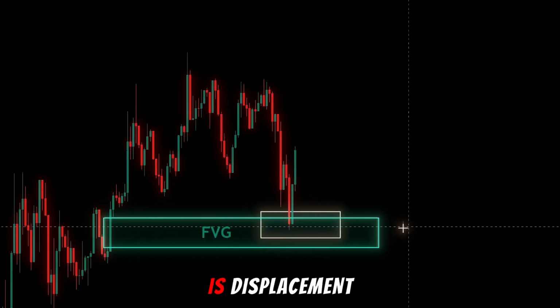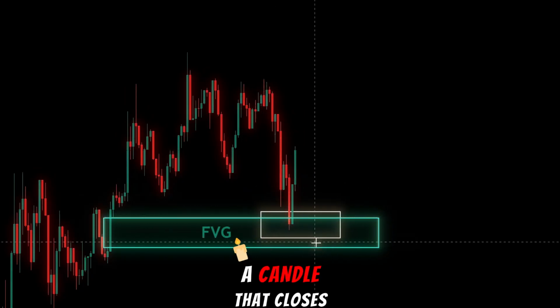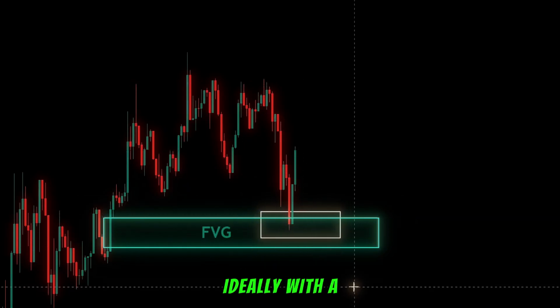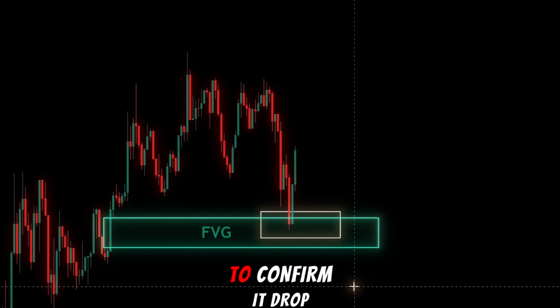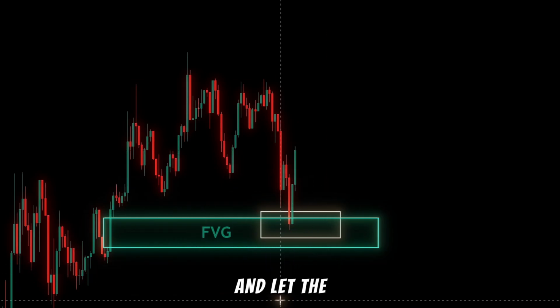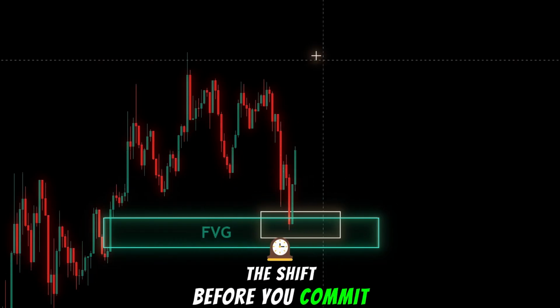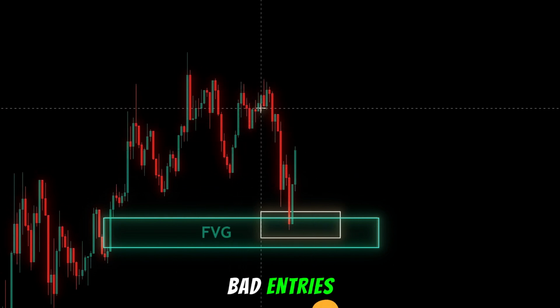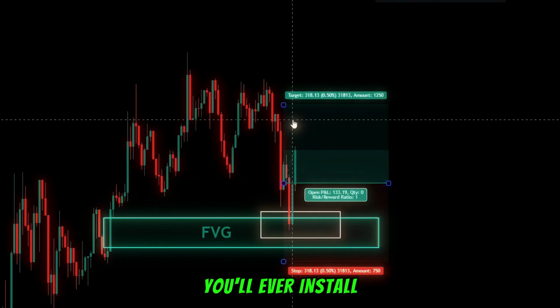What you want is displacement, a candle that closes with intent back out of the zone, ideally with a small break of structure on a lower time frame to confirm it. Drop to the 5 or 15-minute chart and let the market show you the shift before you commit. That single habit will keep you out of more bad entries than any indicator you'll ever install.